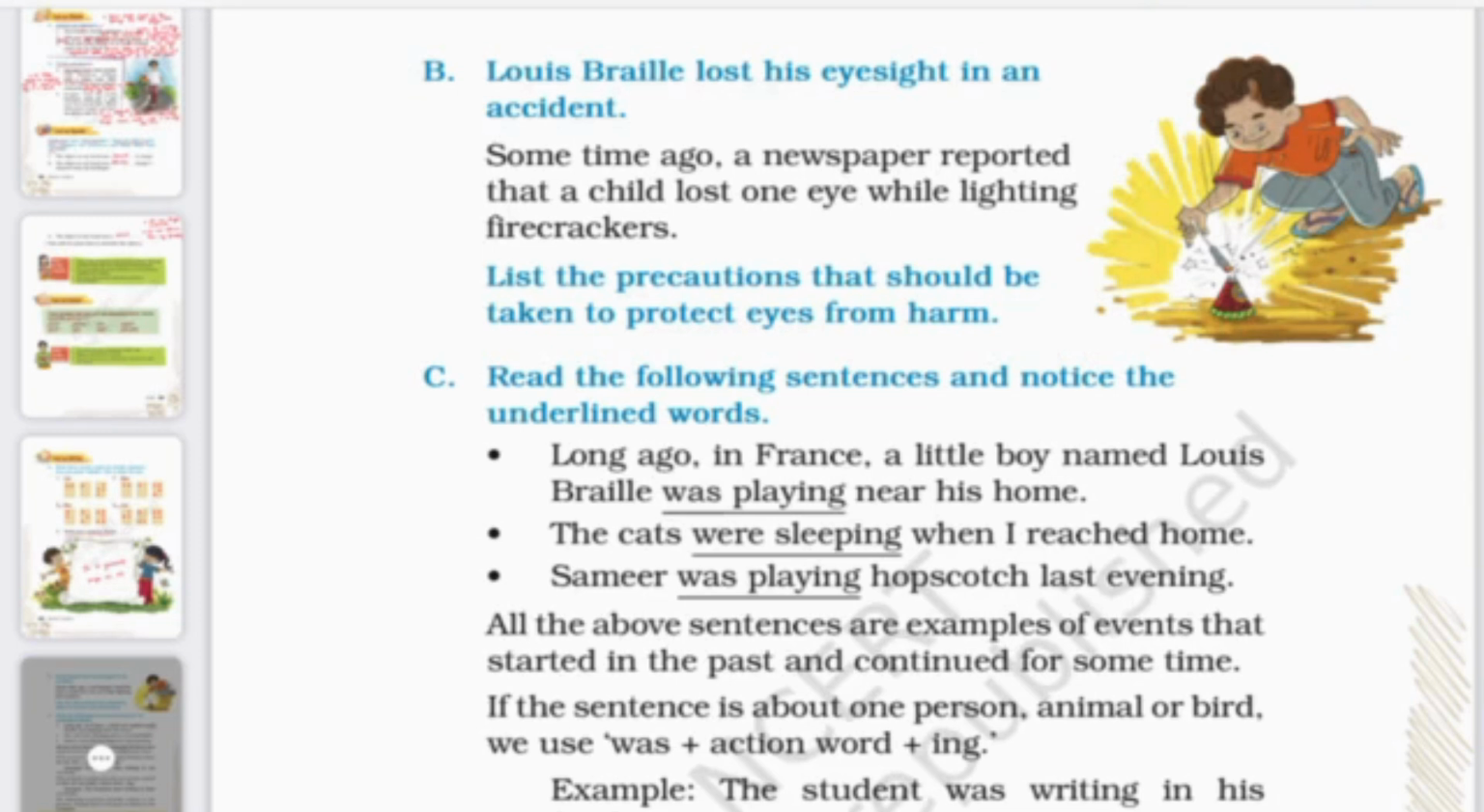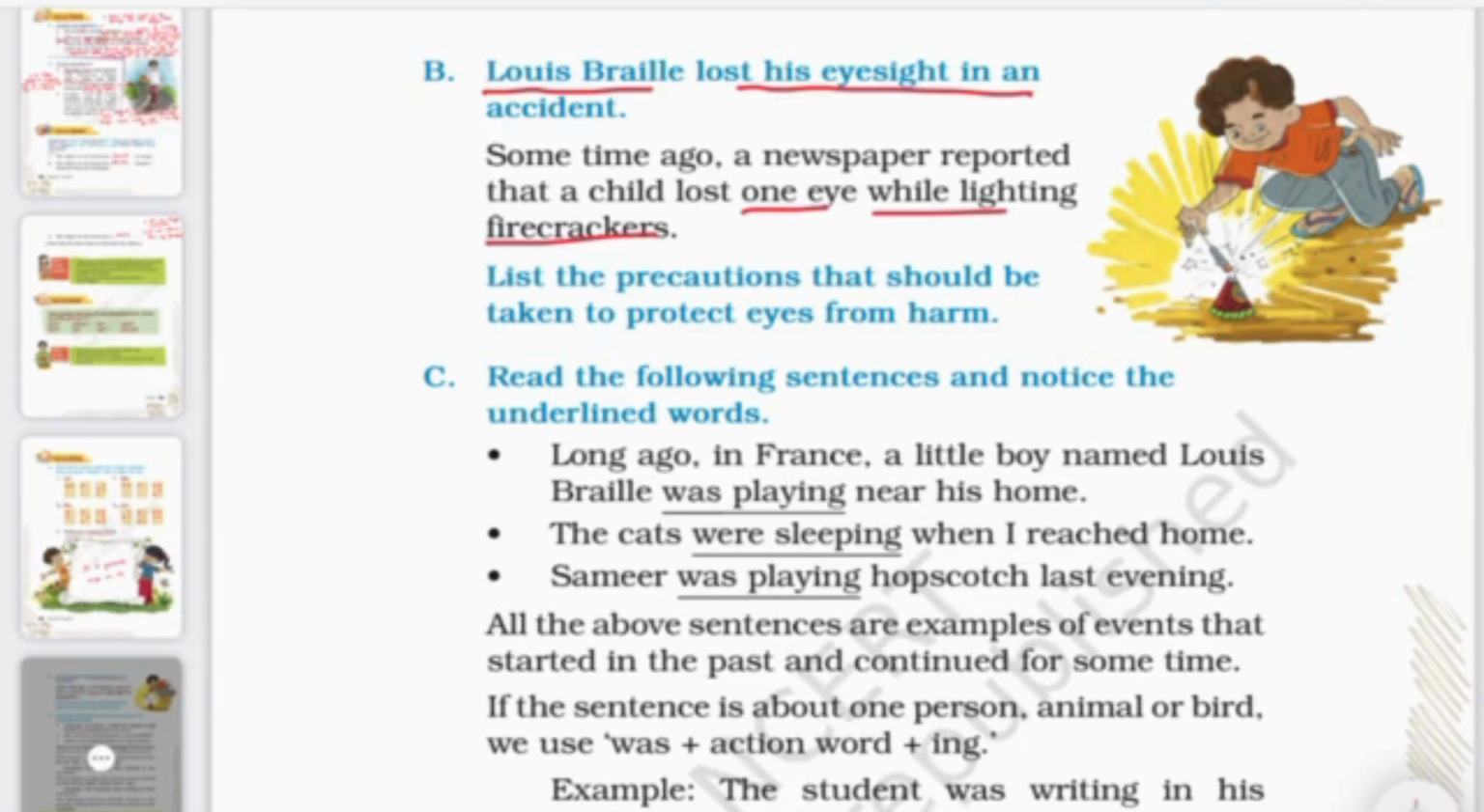Louis Braille lost his eyesight in an accident. Just now we have studied about Louis Braille, who lost his eyesight in an accident when he was playing. What happened? He lost his eye in an accident. So some time ago, a newspaper reported that a child lost one eye while lighting firecrackers. What happened? He lost one eye.